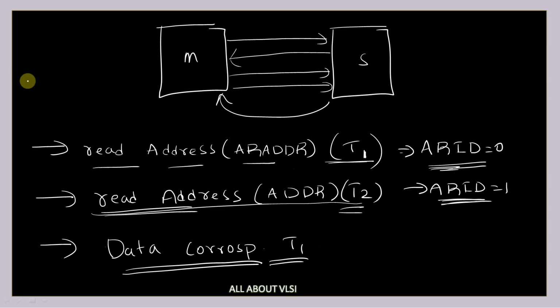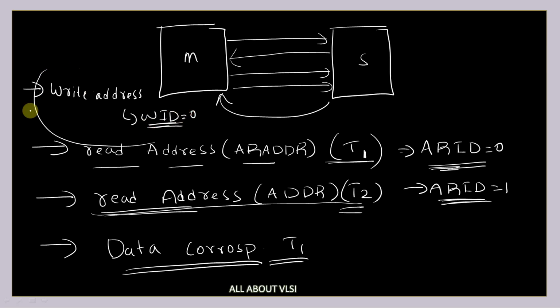But if the master wants to perform a write operation, that means it is sending a write address, then what is the ID signal corresponding to that? That is nothing but WID. So since the ID is different, the master can perform the write operation before completing these read transactions. That is the example which we have seen previously.